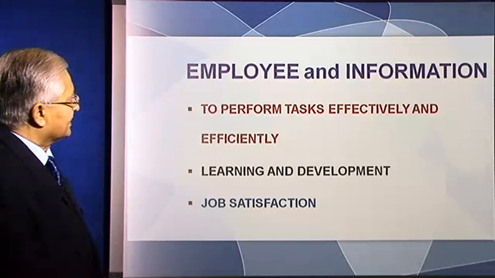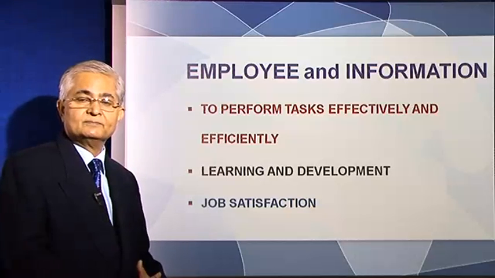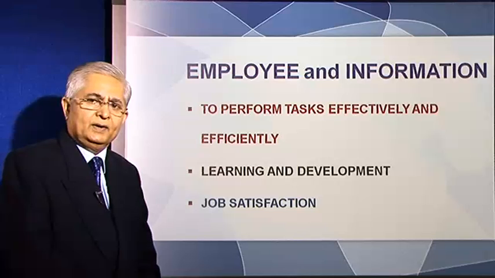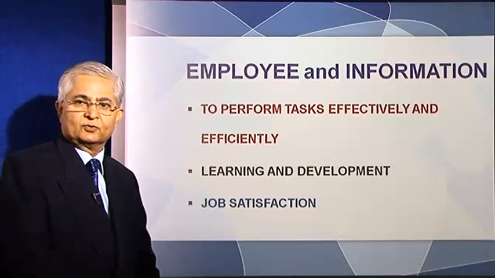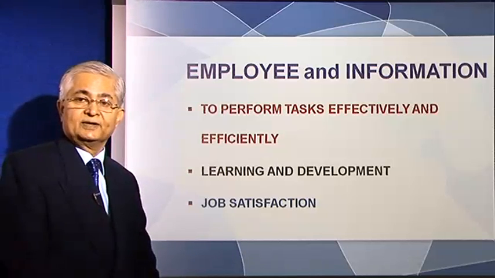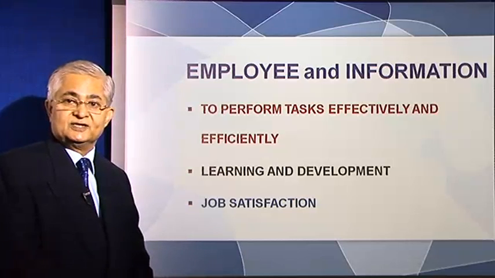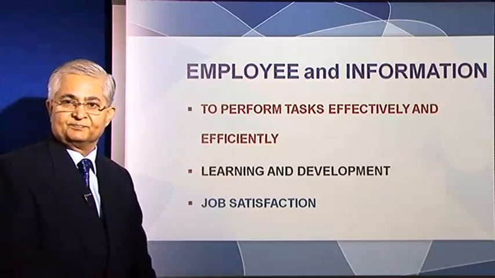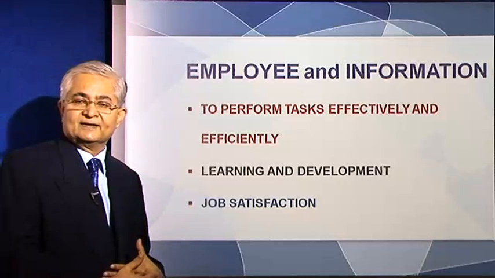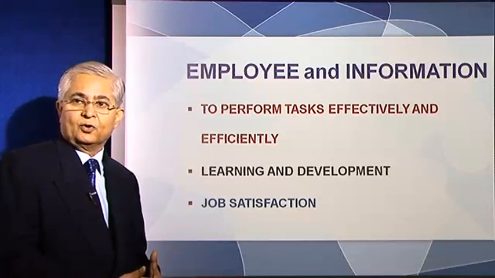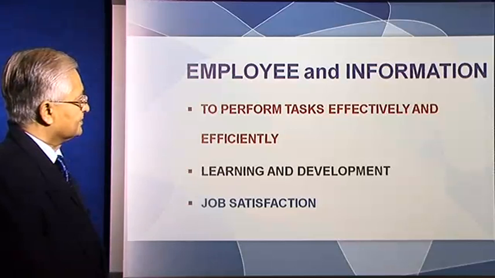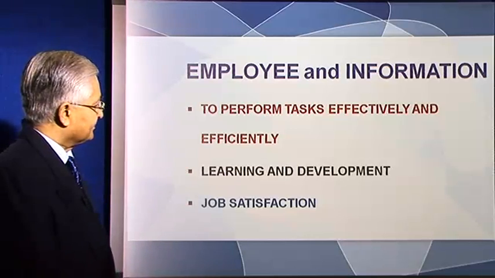The third kind of information that the employee requires is information which will give him job satisfaction. Now, this is quite distinct from the earlier two kinds of information. How will he get job satisfaction? Job satisfaction is, after all, a question of the employee being convinced that he has achieved a purpose. Now, if the employee is told that the company has achieved the number one rank in a particular market segment, this is the kind of information which will give the employee great job satisfaction, because he realizes that what he has done has contributed to the organization's purpose. So, employees require three kinds of information: information to perform tasks, information for learning and development, and information for job satisfaction.